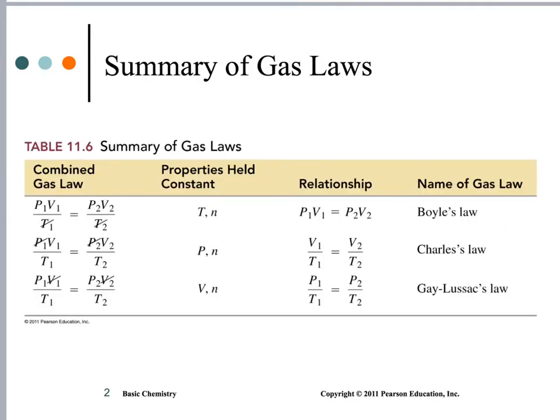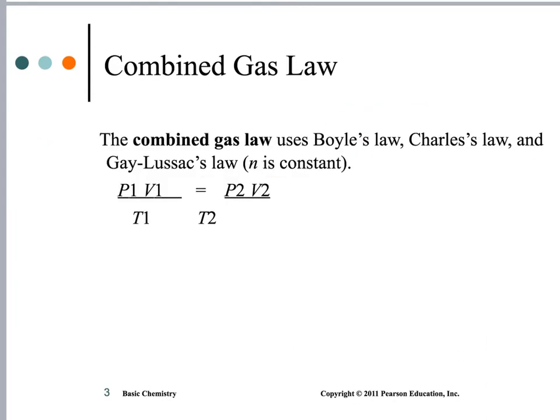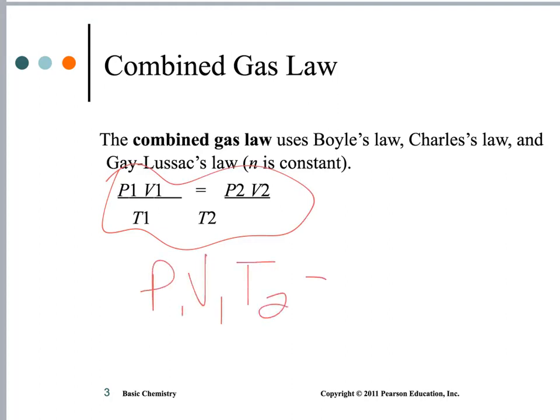Moving on. This goes over how we're combining all three of these gas laws. You should know that Boyle's Law deals with pressure and volume. Charles' Law, from your lab, is volume and temperature. And Gay-Lussac's Law is pressure and temperature. If we combine all of those, we get a big equation that the book does. I know we don't really use the book. We use this: P1, V1, T2 equals P2, V2, T1.